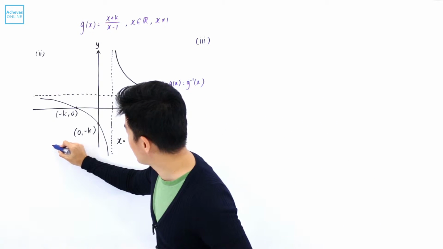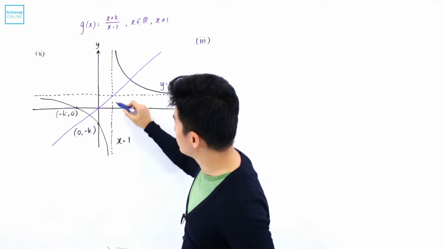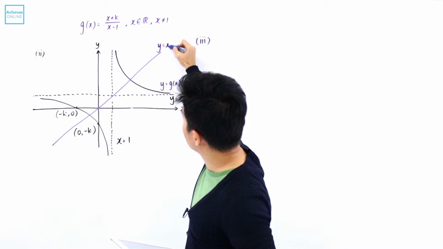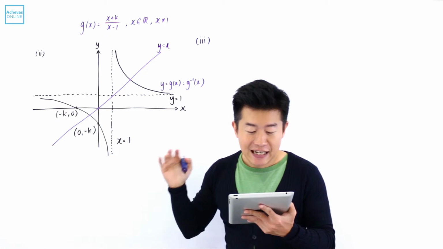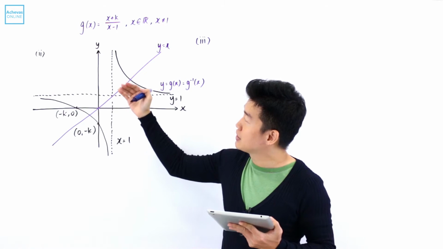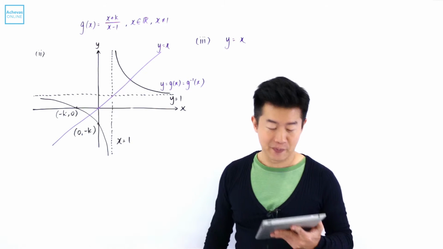So let's say y equals x is here. It's going to pass through the origin, it's going to pass through this point. This is y equals x. That is why, looking at the scenario that we have, the line of symmetry of the curve in part 2 has to be y equals x.